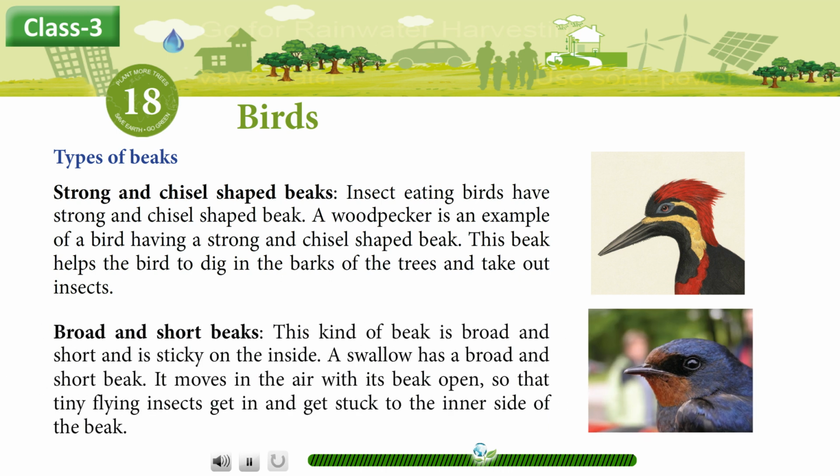Broad and short beaks. This kind of beak is broad and short and is sticky on the inside. A swallow has a broad and short beak. It moves in the air with its beak open, so that tiny flying insects get in and get stuck to the inner side of the beak.